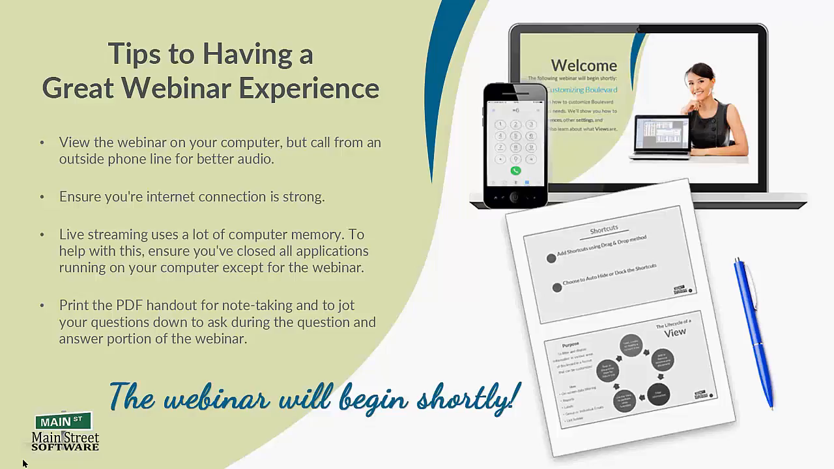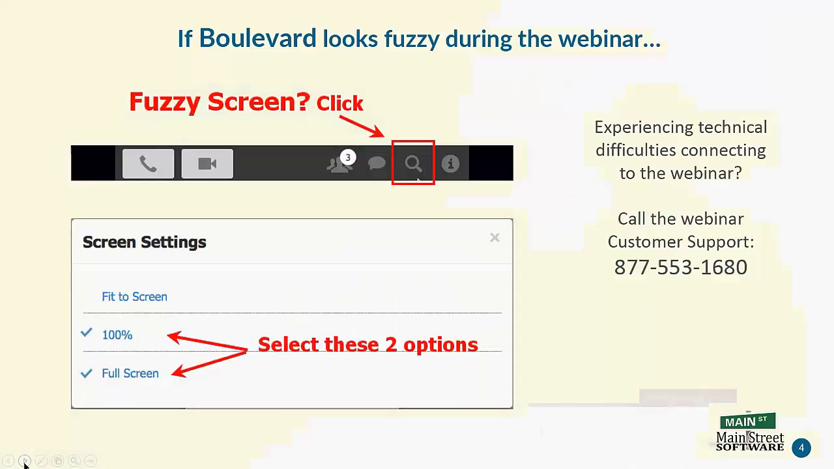If you're having any issues viewing the screen, you can go into your settings and change the settings to view the screen. You can go to 100% and full screen under this magnifying glass, which is the screen settings, and this should clear up any visibility issues that you're experiencing. If you still are having issues after doing that, you can call this number and get some customer support to fix the issue that you are having.